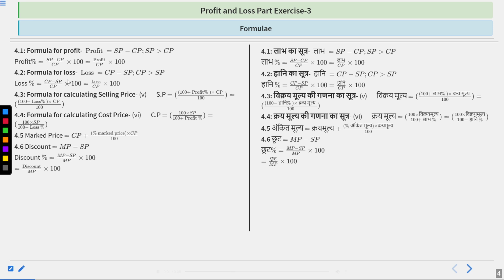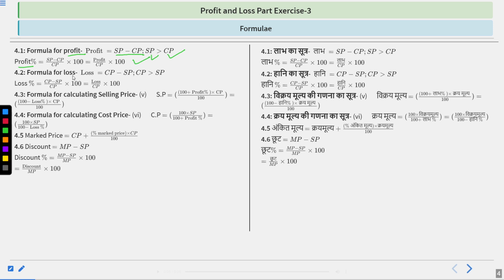Now first see some formula of profit and loss. What is profit? When selling price is more than cost price, then we make profit. So profit is SP minus CP. So what is profit percent? SP minus CP upon CP multiplied by 100, or we can say that profit upon CP multiplied by 100. Profit and loss will always be calculated on cost price.